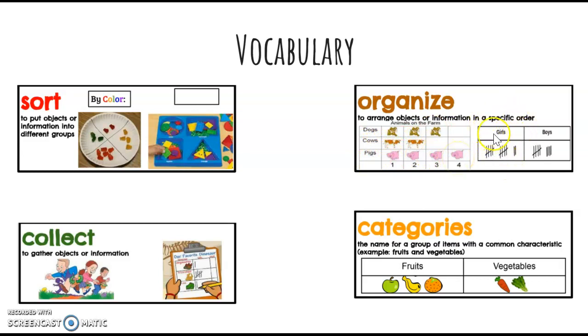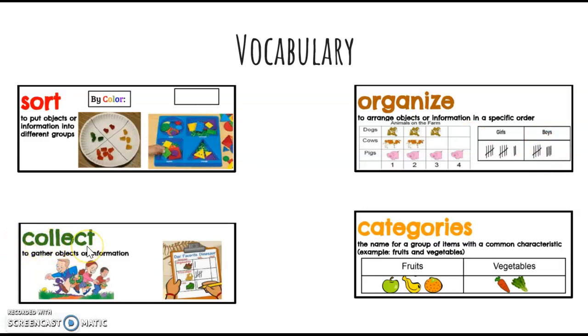Another thing that they did was they organized how many girls and how many boys there were. So this says girls, this says boys. So they used tally marks to count how many girls, and they used tally marks over here to count how many boys.